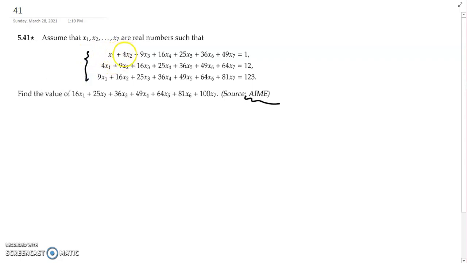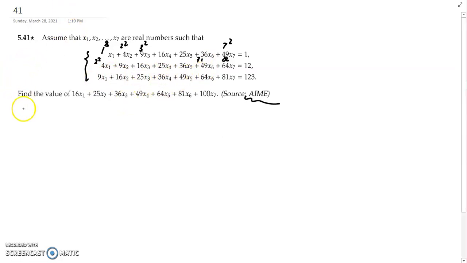It's 1 times x1, 4 times x2, 9 times x3. It gives us some indication that this is the 1 square, the 2 square, the 3 square, up to the 7 square, right? The coefficient. And the second equation is just shifted. See, it's the 2 square to the 7 square, then the 8 square, right? And the third equation is the same thing, it's shifted. So this is the pattern.